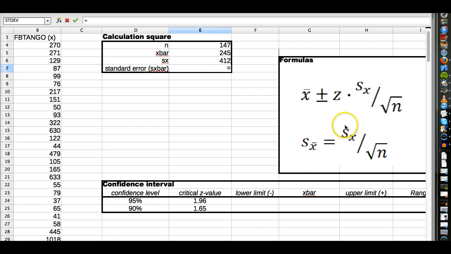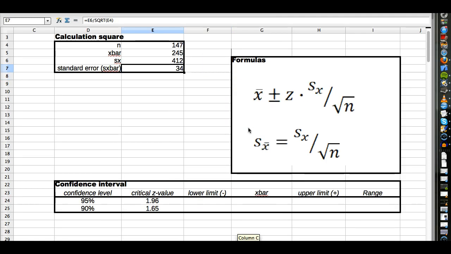So that equals, we need the standard deviation divided by the square root of our n, and I get 34. And that's basically everything we need for our formula. We have our guess of the number of Facebook friends that Tango Dancers have, that's our x-bar, 245. We have our critical z values down here, and I'm going to talk more about them later. And we have the standard error right here, based on our variation around the mean and the size of our sample. So I begin, select this part of the table, and I get that our guess is 245.